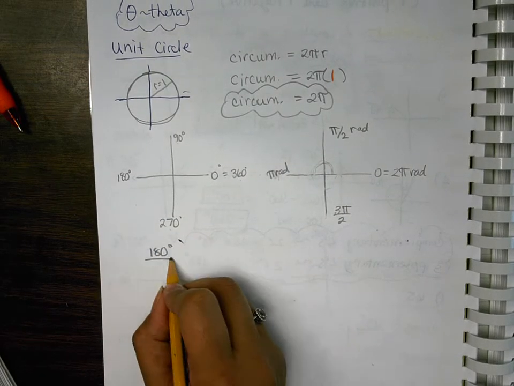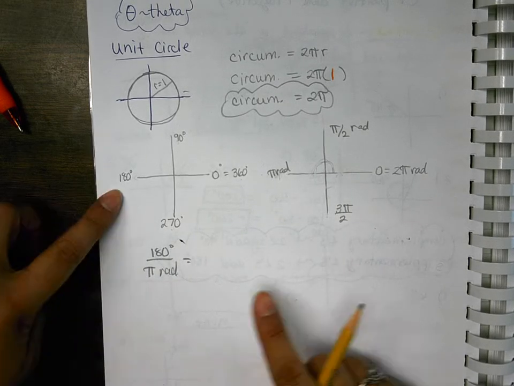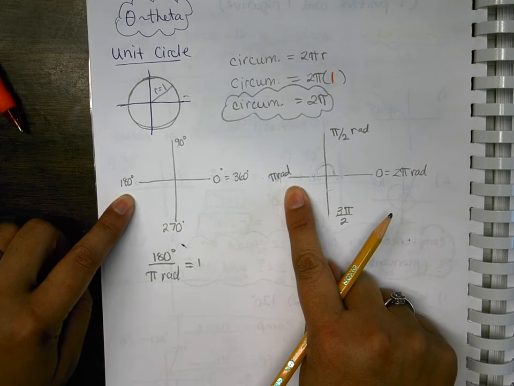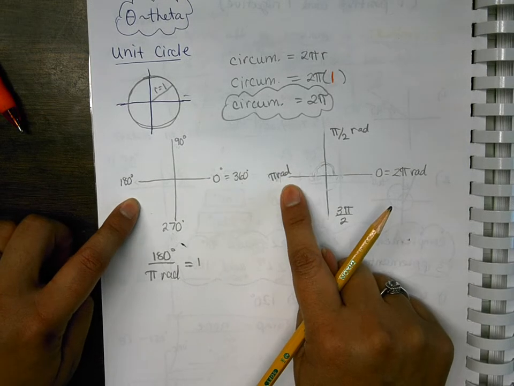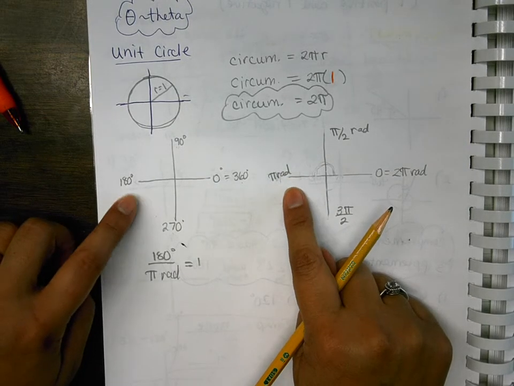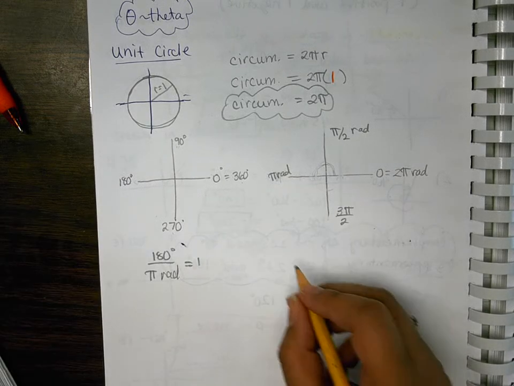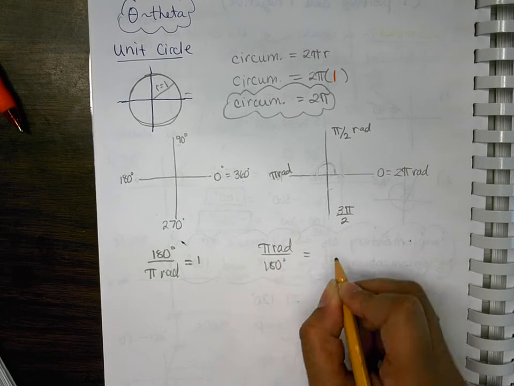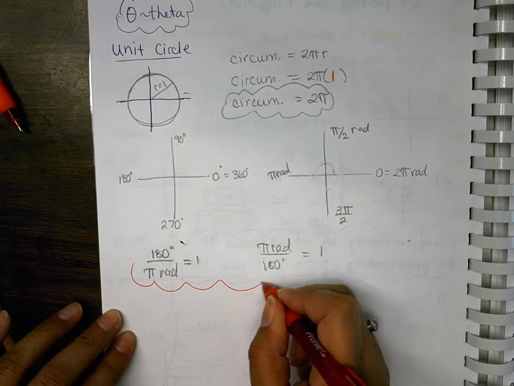You will need to know that 180 degrees over pi radians equals what? 1. Good job. Do you remember that from last year, or you just figured it out right now? Okay, 180 over pi radians. If they are the same thing, will they reduce to 1? Yes? All right. Will it also work if I wrote it this way? Does it matter if I put pi radians over 180? Should it still equal 1? Yes. All right.